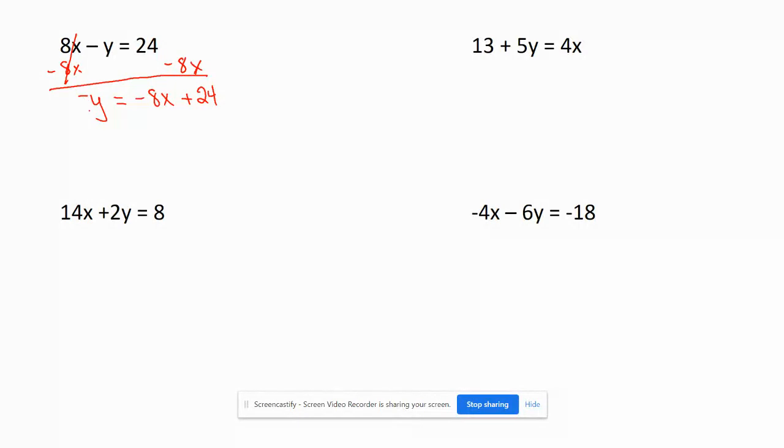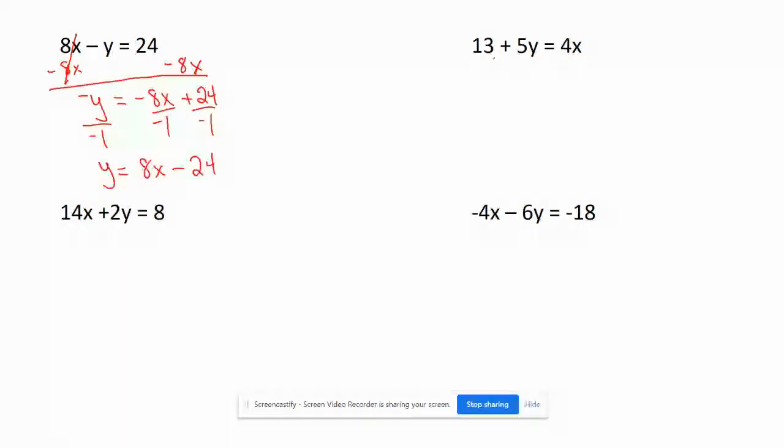Now, we still have a negative on this y. We only want y, not negative y. So we have to divide by negative 1 on every term there. Now, when we divide by negative 1 here, it changes to a positive. This changes to a positive 8x. And this changes to a negative 24. And this is now our slope-intercept form. Remember, this is the intercept, 24. Negative 24 is the intercept. And 8 is the slope.